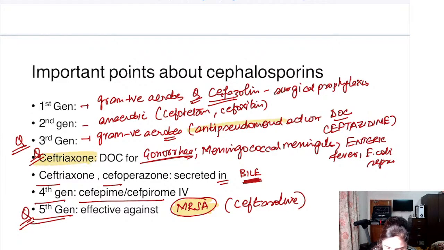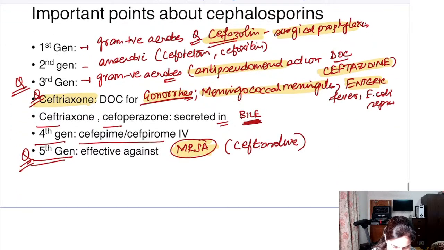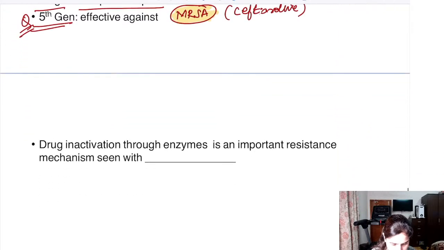Ceftriaxone, then anti-pseudomonal action here is with ceftazidime, and cefazolin for surgical prophylaxis. These are very important for meningococcal meningitis as well. This is absolutely important. Can't afford to forget this. So these are some important points about the cephalosporins. Right? Okay. Let's go to the next one now.